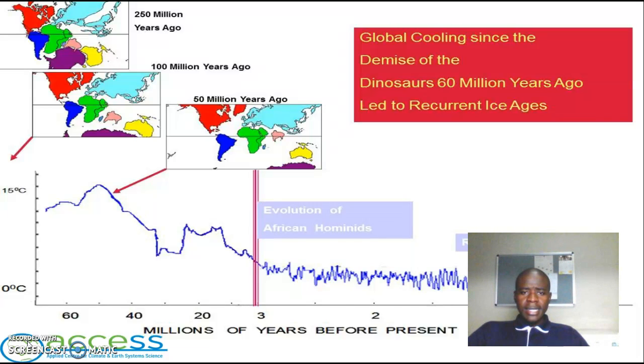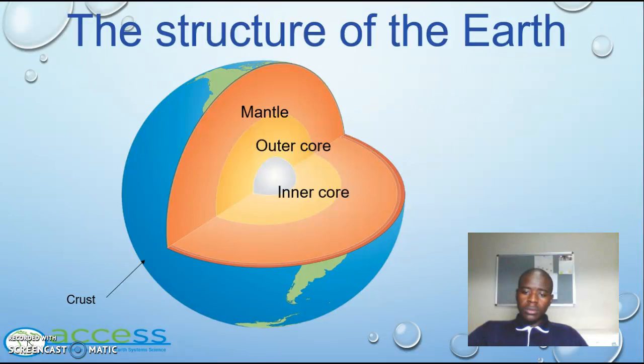This graph here illustrates how plate tectonics changed our planet, which is planet Earth, over time. The structure of the Earth: we have the inner core, the outer core, the mantle, and the crust.